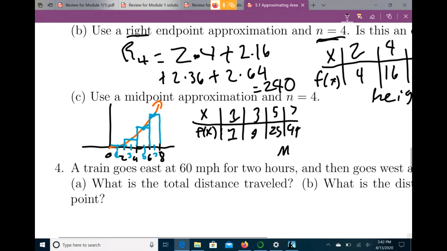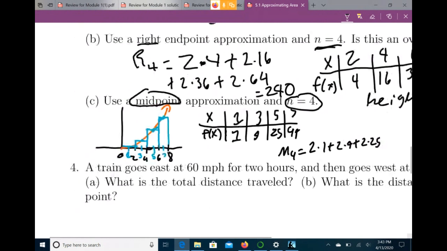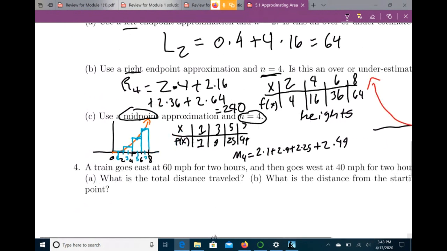So we would call this M4 for midpoint, and the number of rectangles is still 4. The width is always 2. So the area under these rectangles will be 2 times 1 plus 2 times 9 plus 2 times 25 plus 2 times 49. So let's see. So this is 2 plus 18 plus 50 plus 98. So 2 plus 18 is 20, 20 plus 50 is 70, 70 plus 98 is 168. Okay, good.